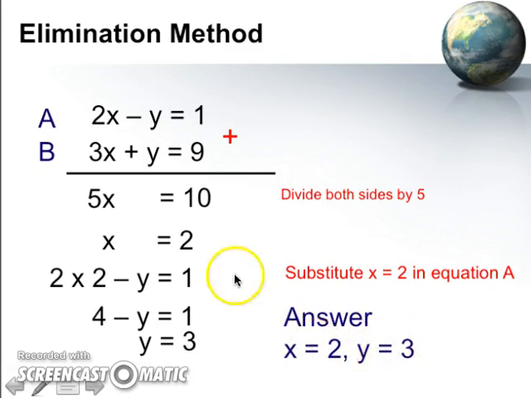We can just double check that. 2 times 2 is 4, minus 3 is 1. And in B, 3 times 2 is 6, plus 3 is 9. So it looks like it's all worked nicely.